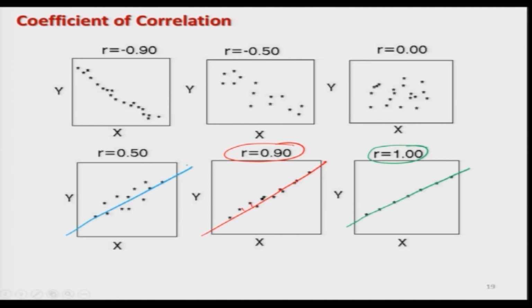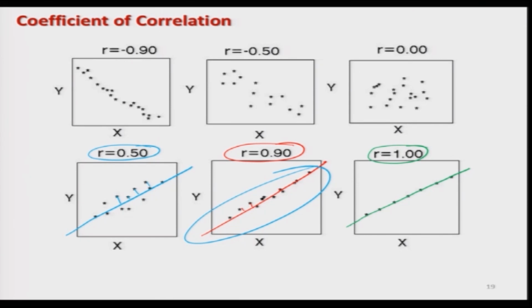You can see here that most of the points are close to this line, but they are quite away in comparison to these observations. So, in this case, the magnitude of r may come out to be say 0.5 and the direction will be positive, right.